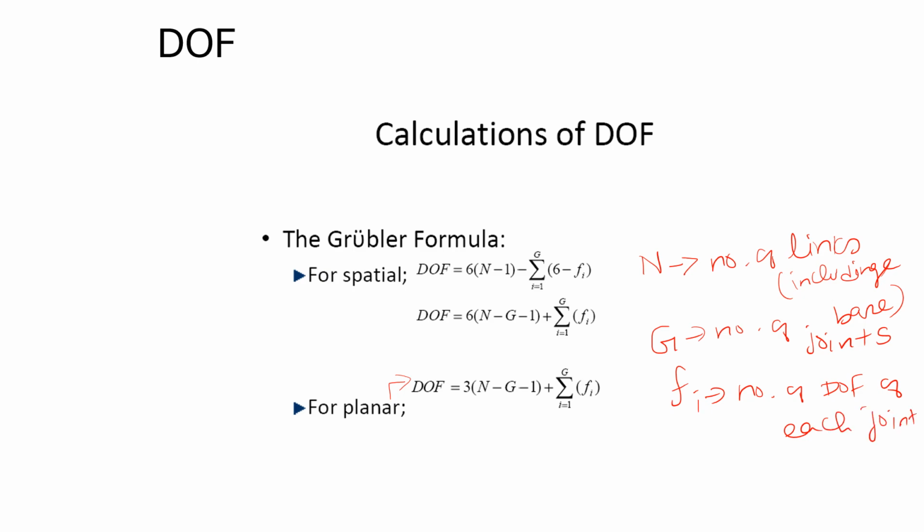Right? So as you know, a revolute joint has 1 degree of freedom, a prismatic joint has 1 degree of freedom, and a spherical joint has 3 degrees of freedom. So the degrees of freedom of each joint is denoted as fi. Then if it is a planar manipulator, we'll be using this formula to find the degrees of freedom, that is 3 into (n minus g minus 1) plus summation i equal to 1 to g of fi.